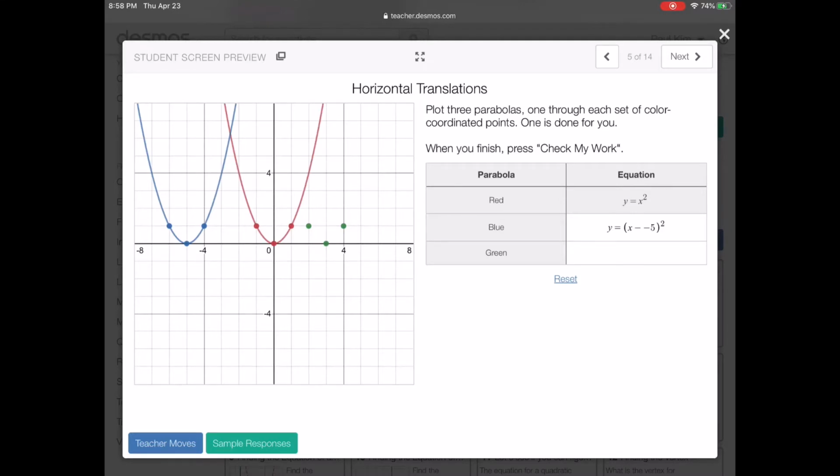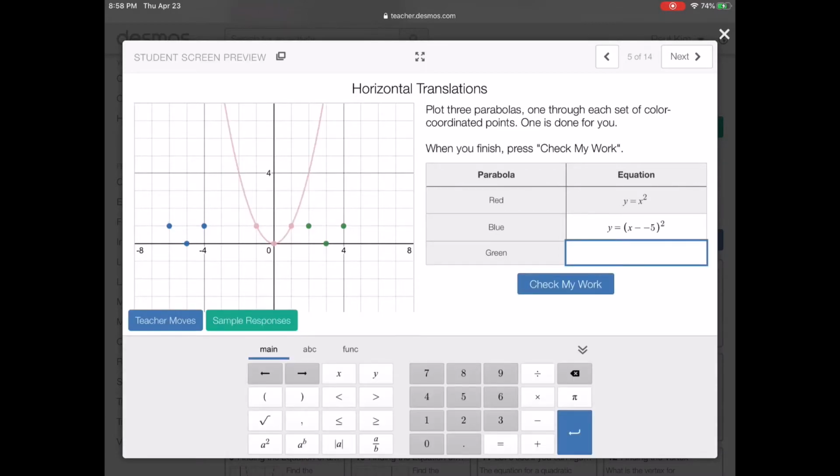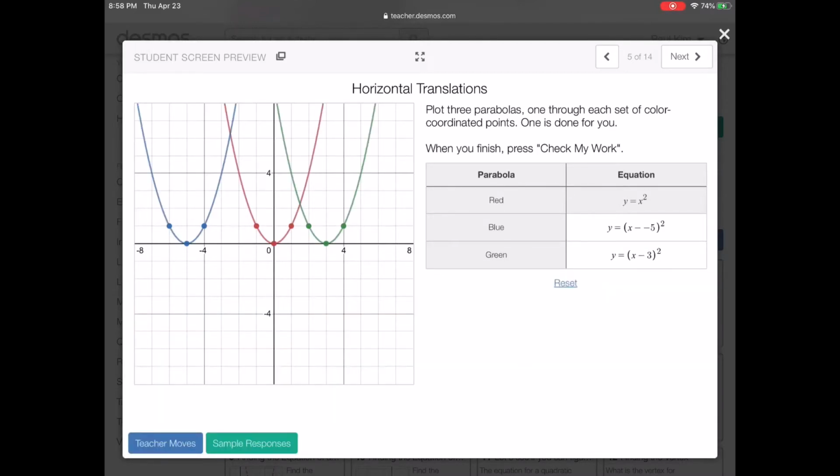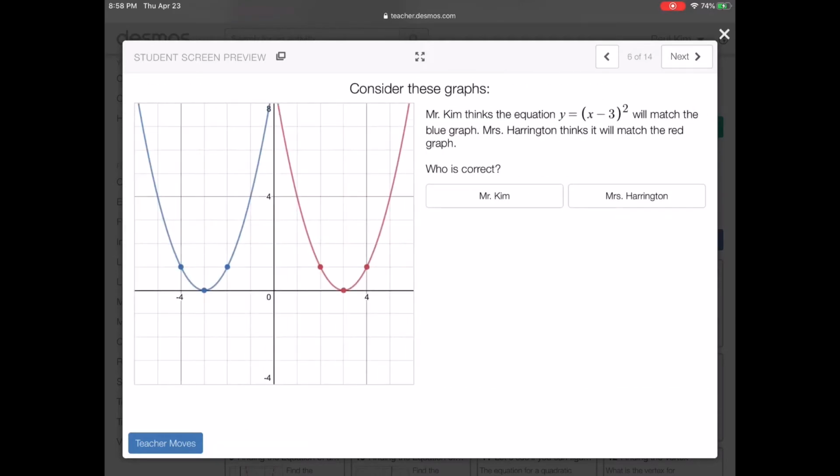Looking at the green parabola, you notice how it got shifted to the right 3 units. And so because the x-coordinate of the vertex is at +3, I want to write x minus 3. And again, you want to make sure you square that. If you check your work, that does work out nicely. So those are your horizontal shifts.